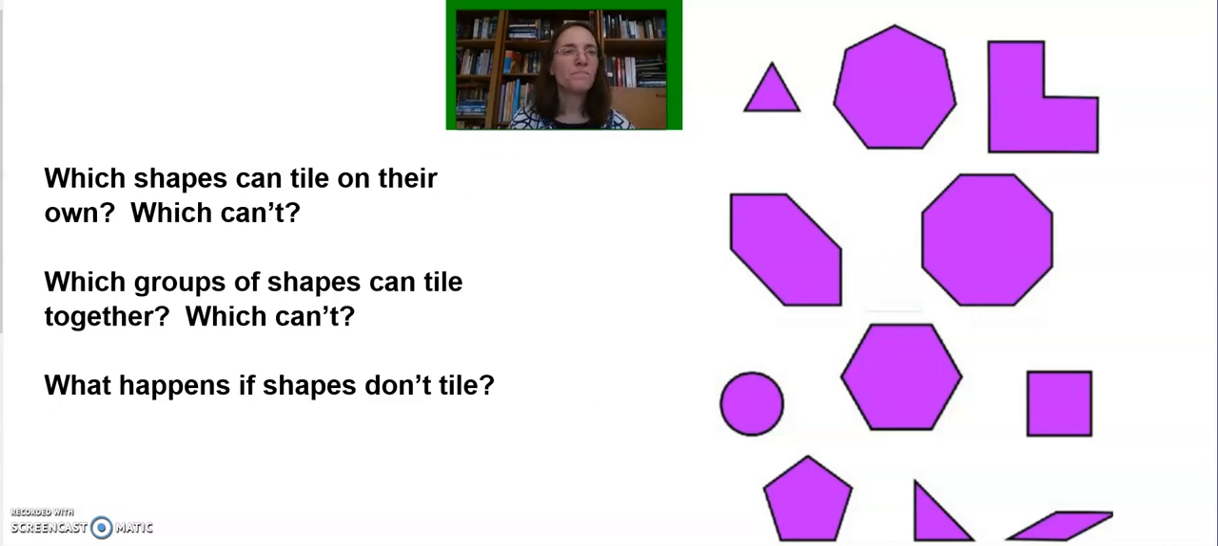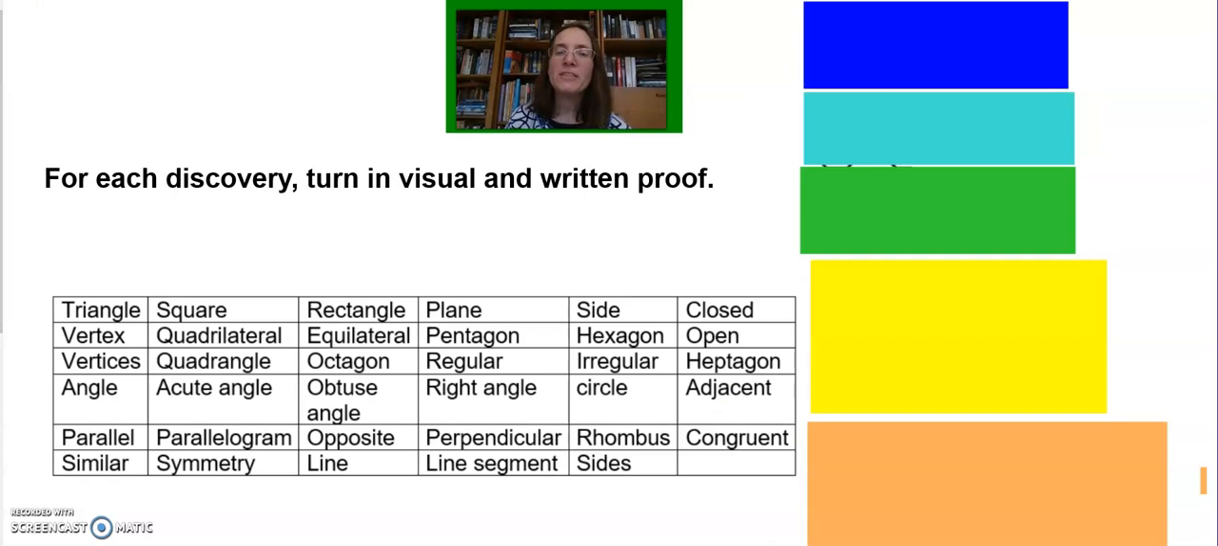Now, for each discovery that you make, I am asking that you turn in visual and written proof. So your visual proof needs to show me what you created and be convincing to me and anyone else who sees it, and your peers will likely see it if you turn this work in, which I hope you will. Will it convince them that the tiling will go on infinitely?